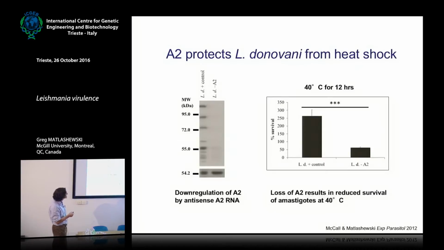And if you knock out A2, you can see if you incubate the parasite at 40 degrees with A2, you have much more survival than in the absence of A2. So we think that A2 is allowing the parasite to survive in the higher levels in fever, which is typical of a Donovani infection. You don't have to deal with fever so much in an L. major infection, but you do have to deal with fever in a Donovani infection.